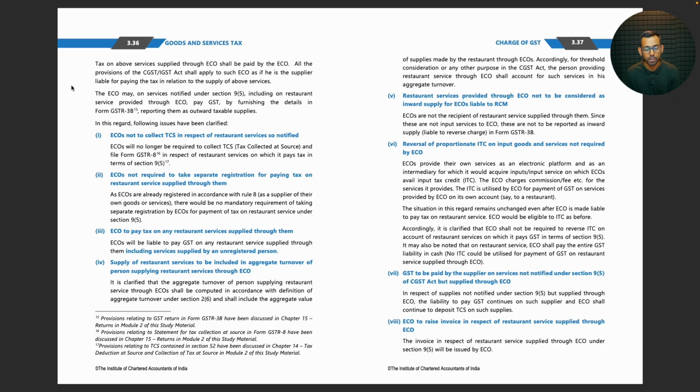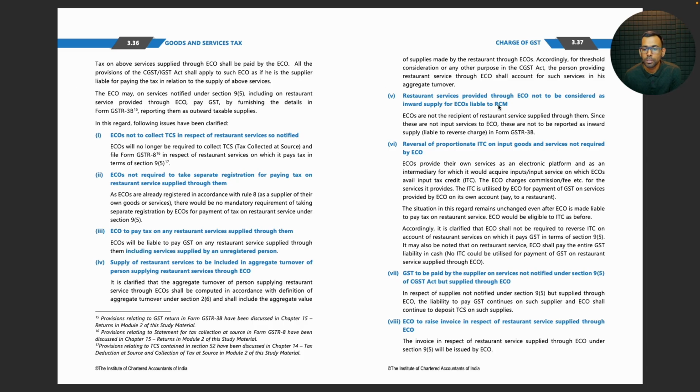Supply of restaurant services will be included in aggregate turnover of persons supplying restaurant services through ECO. It is clarified that the aggregate turnover of persons supplying restaurant service through ECOs shall be computed in accordance with the definition of aggregate turnover under section 2 subsection 6 and shall include the aggregate value of supplies made by the restaurant through ECOs. Accordingly, for threshold consideration or any other purpose in the CGST Act, the person providing such restaurant service through ECO shall account for such services in his aggregate turnover. Okay.